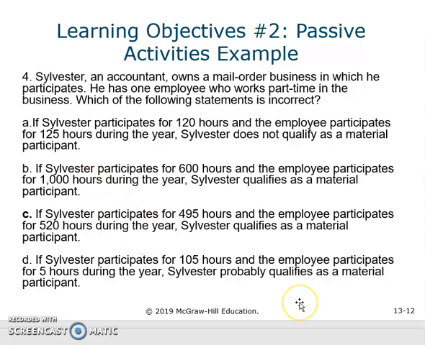D, if Sylvester participates for 105 hours and the employee participates for 5 hours during the year, Sylvester probably qualifies as a material participant. This one would be true since Sylvester has participated for more than the employee. It would probably qualify him as a material participant in that activity.